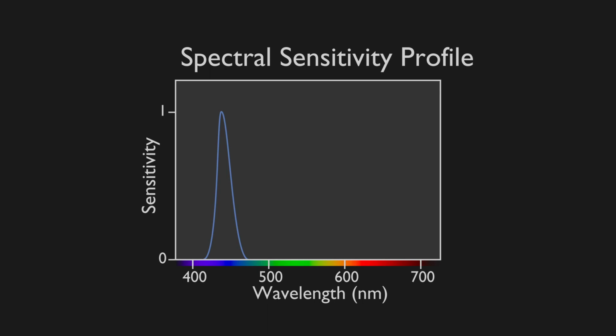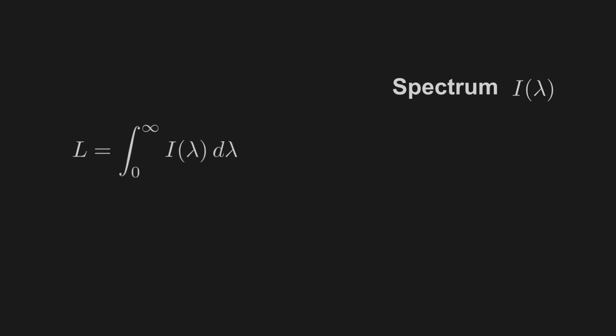Let's look at how we can mathematically describe what a light source looks like through a filter. Say we have a light source with a spectrum, which is typically denoted with I of lambda. To get the total luminosity of the source, we can integrate the spectrum over all wavelengths. Now when we look through a filter, we don't see all wavelengths. Let's say we are looking through a filter with a spectral sensitivity profile S of lambda. For a certain wavelength, the amount of light we see is the emission by the source multiplied by the sensitivity.